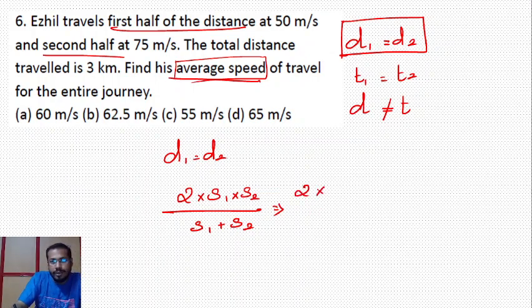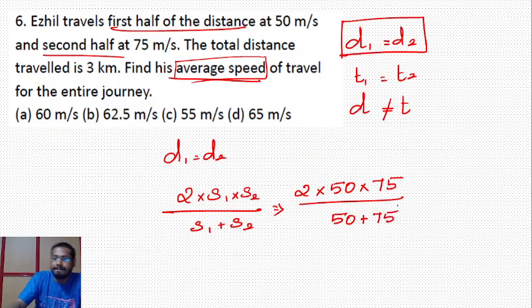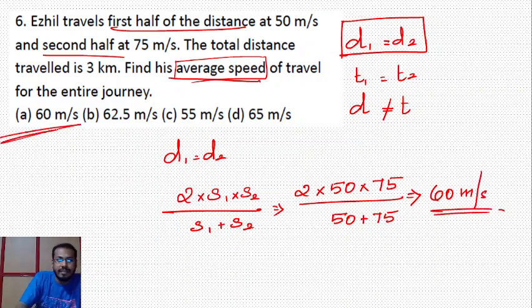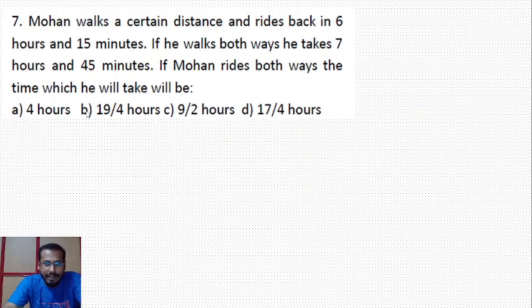So 2 into 50 into 75 divided by 50 plus 75. If you solve this, you will get 60 meters per second as the answer. So this is the way we need to solve this question, right? And the next question, a little bit calculative problem, but the concept is very easy.